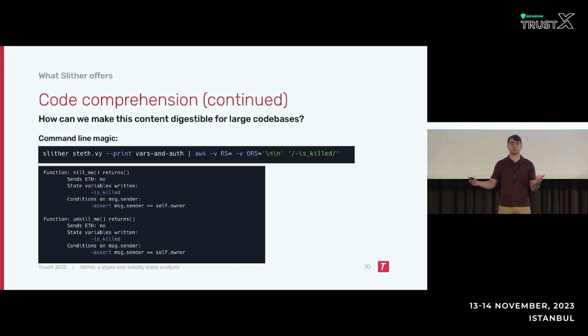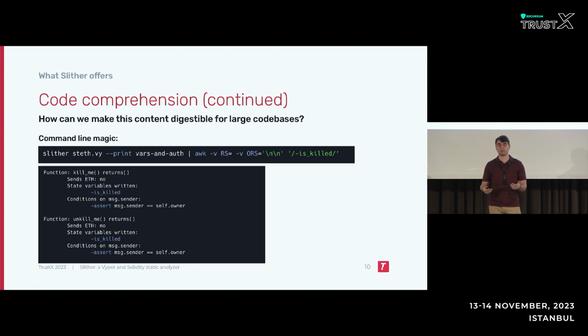And so one thing I'm experimenting with is creating a query from this. Here you just use some command line magic, and you say, okay, we have the output of the printer. We're going to pipe it into this command line, and we're going to search for this variable, is _killed. And so what we get back out of the potentially long output is a condensed view, and we can see that only two functions actually write to this variable.